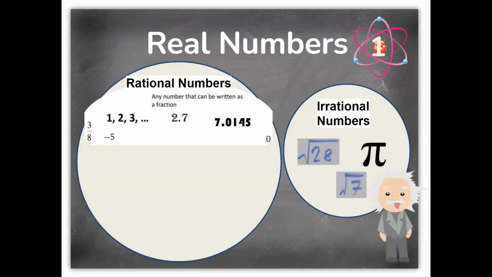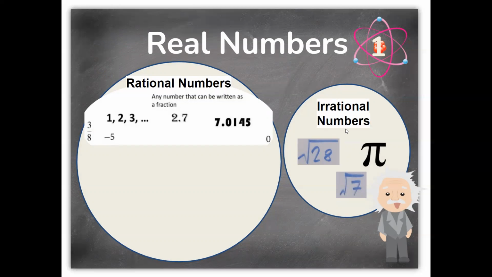And there's some examples. We've talked about the rational number category. I'm just introducing irrational numbers to you today. But let's do a review on these rational numbers. So a rational number can be any number that's written as a fraction. So we can have 3/8, we can have -5, we can have our counting numbers, 1, 2, 3, 4, 5. We can have decimals, 2.7. And we can have the number 0.